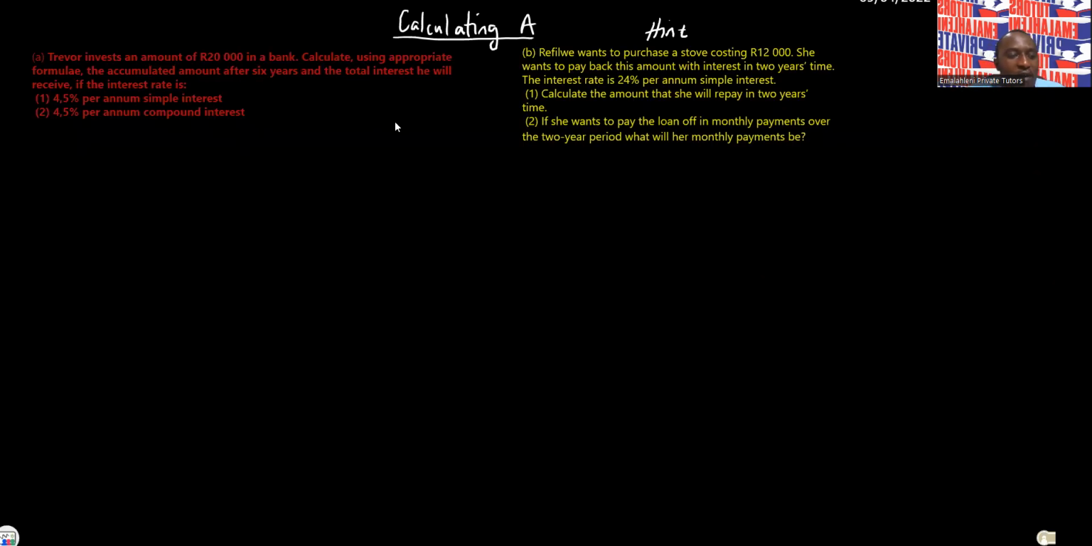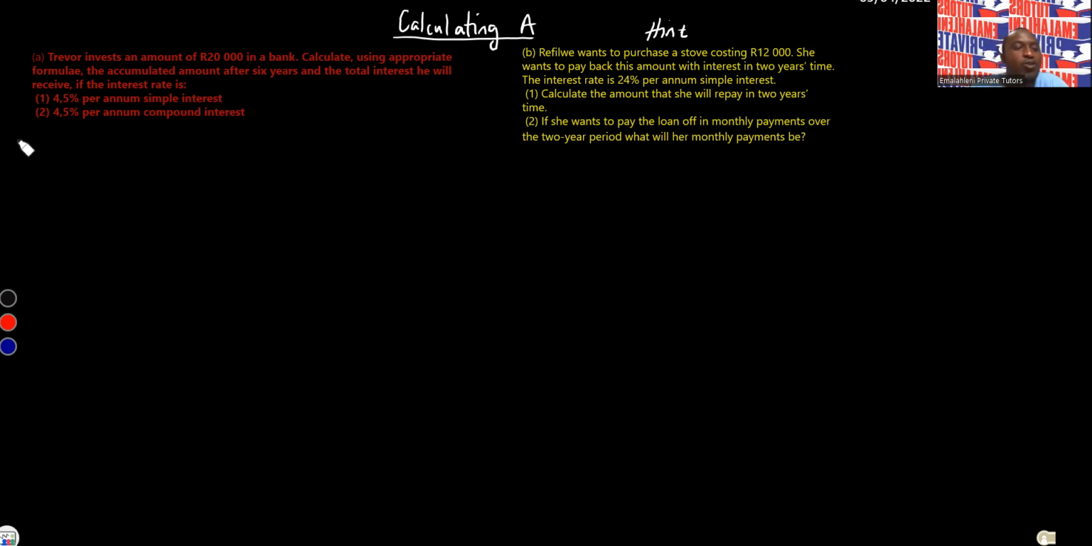Okay, so the first one here from exercise 1, the first question, we are required to calculate A, which is the accumulated amount. Let's read. Trevor invests an amount of 20,000 in a bank. Calculate, using the appropriate formula, the accumulated amount after 6 years and the total interest you will receive if the interest rate is 4.5% per annum simple interest, then also 4.5% per annum compound interest.